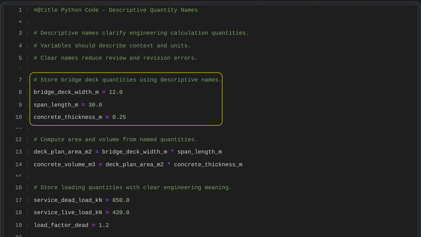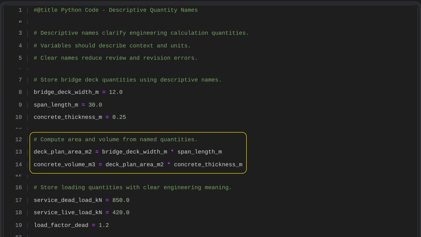The bridge dimensions are defined using clear, descriptive measurements. The deck width is 12 meters, the span length is 30 meters, and the concrete thickness is 0.25 meters. Naming these values clearly helps readers understand the physical dimensions used in later engineering calculations.